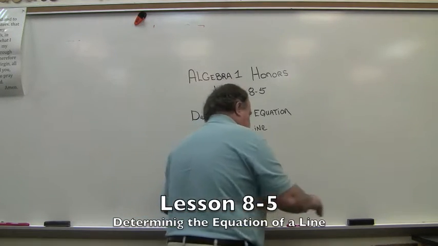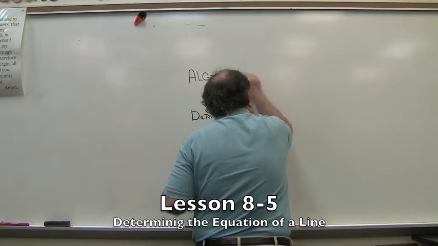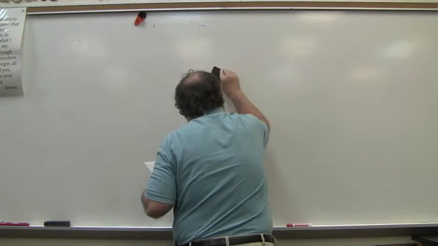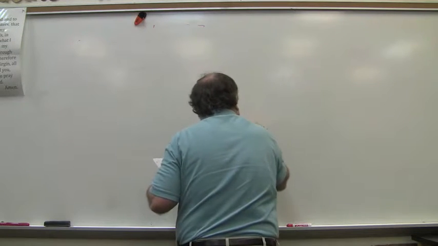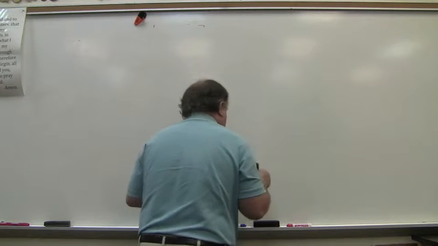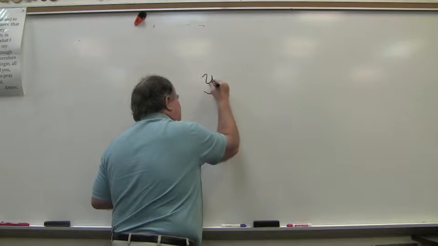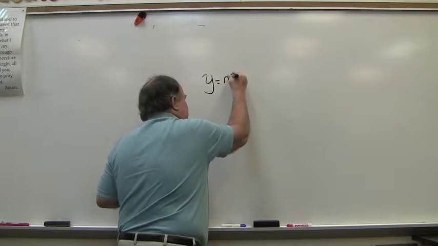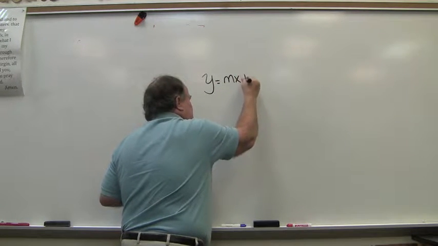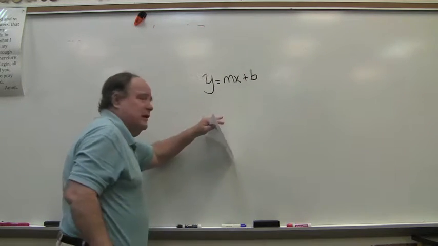Okay, before we really get into this, I just want to impress on everybody that there's only two things that you need to write an equation of a line. Okay? First off, let's look at what is the equation of a line. Well, the equation of a line looks like this. y = mx + b. And if we look at this, there's two things that we need.